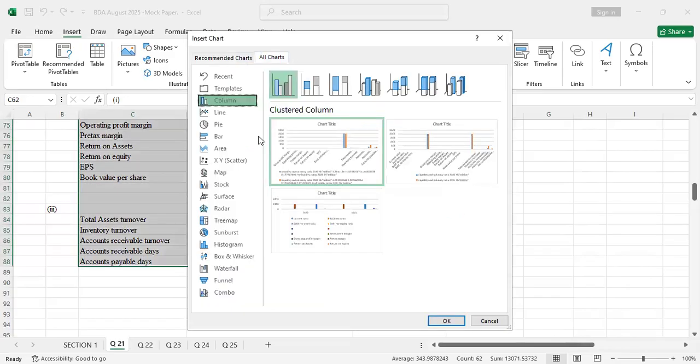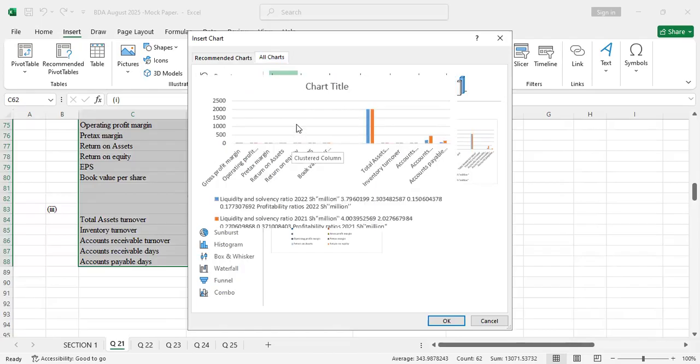Let me see all charts. Yeah, let me see this clustered column. You can see gross profit margin, operating profit, pre-tax margin, return on assets, total assets, liquidity and solvency ratios.